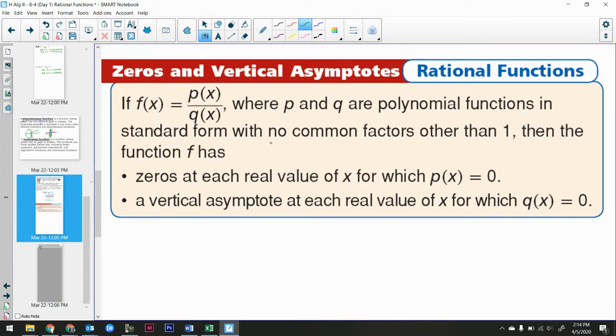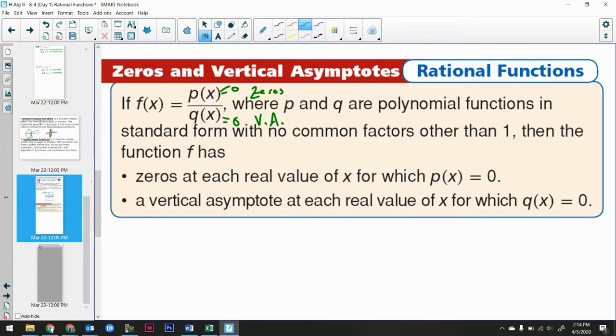Now, the function has zeros at each real value where the top equals 0. That's where the zeros are. Okay? The bottom is where your vertical asymptotes are. The bottom equaling 0 is where your vertical asymptotes are.